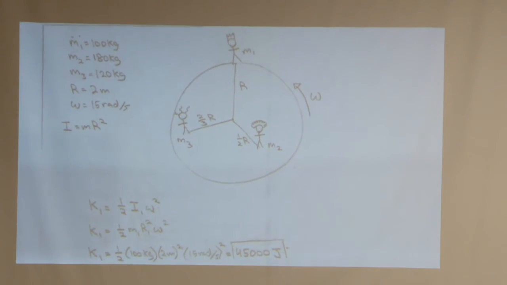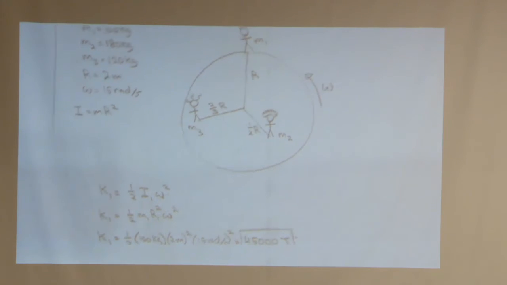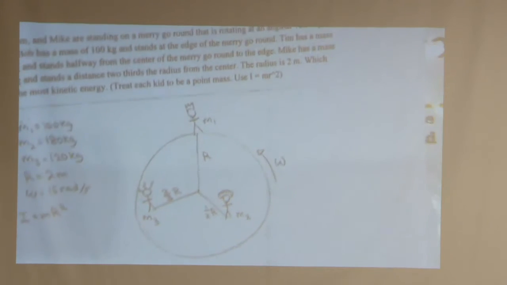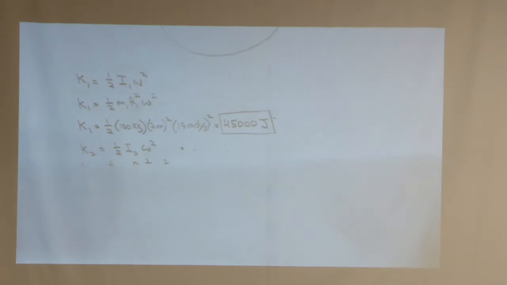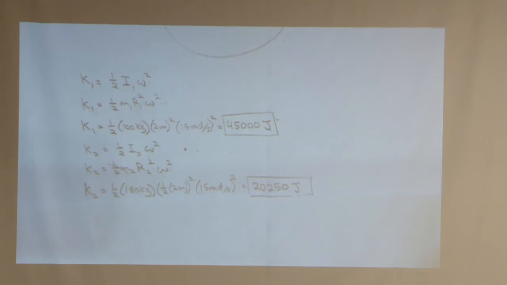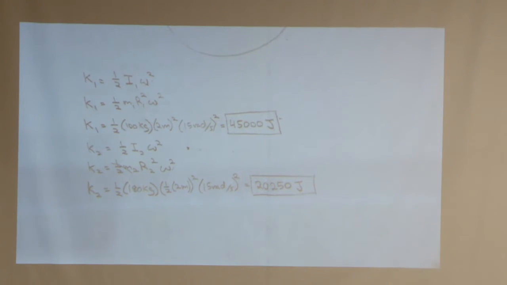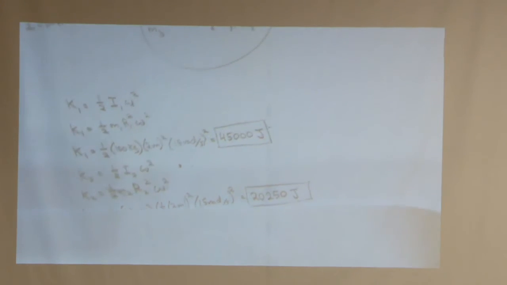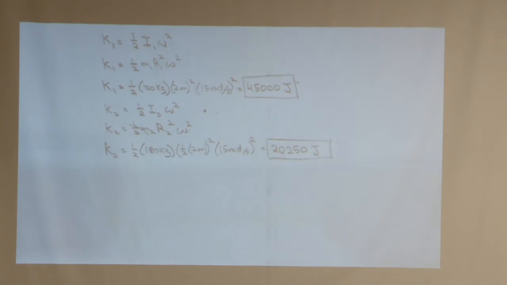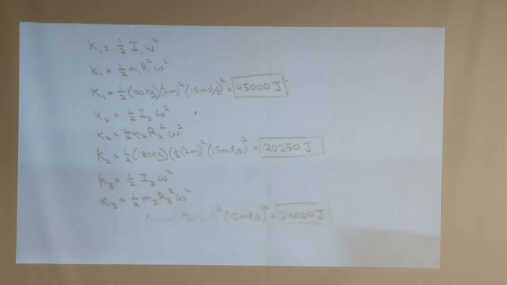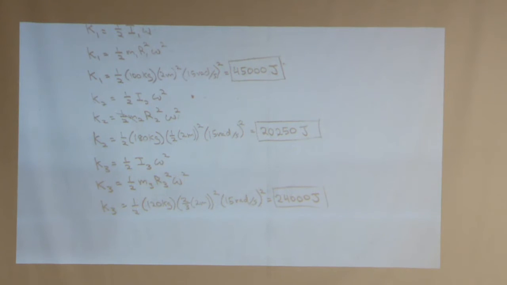And then similarly, we're going to do the same thing with the other 2 kids. The only thing that's going to change is the mass and the radius that they're standing at from the center. So going to the second kid, we plug in his mass, which is 180. We plug in his radius, which is 1/2 of the full radius, so we have 1 meter there. Then when we calculate that, it comes out to be 20.25 thousand joules. All right. So yeah, this is a lot of energy. They're spinning pretty fast. All right, and now we do the third child. We just plug in his mass and his radius. Pretty simple. And we get 24,000 joules.